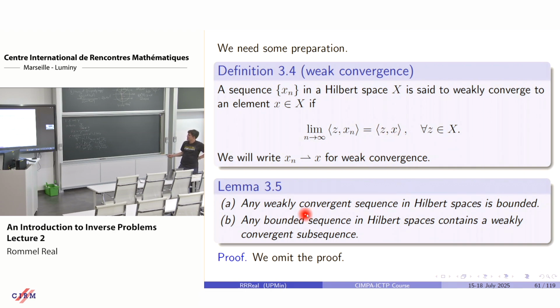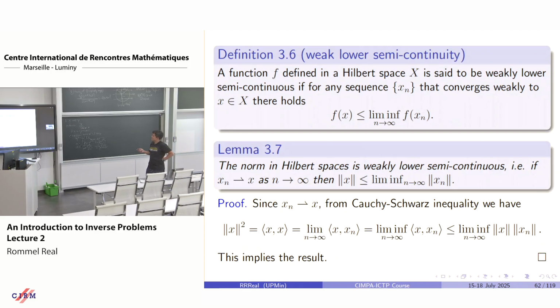Also, we omit the proof of these important results. We'll just quickly mention that any weakly convergent sequence in Hilbert spaces is bounded, and also any bounded sequence in Hilbert spaces contains a weakly convergent subsequence. We omit the proof of that one. We'll use that later on.